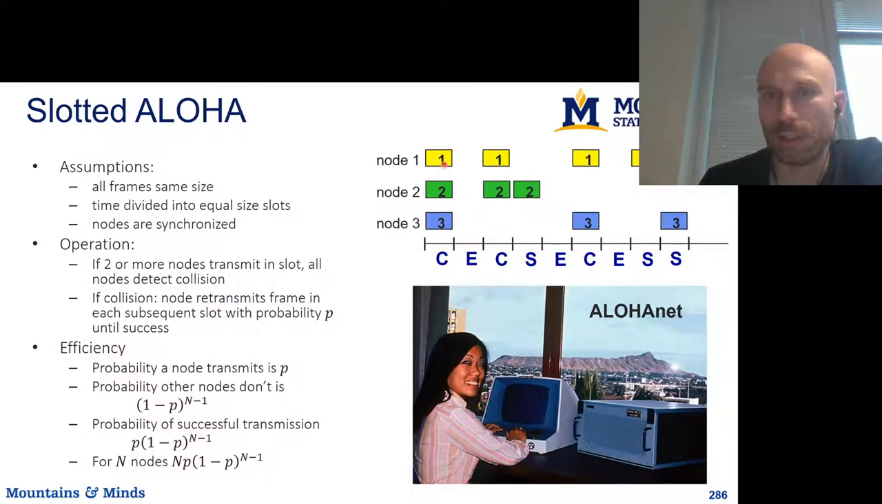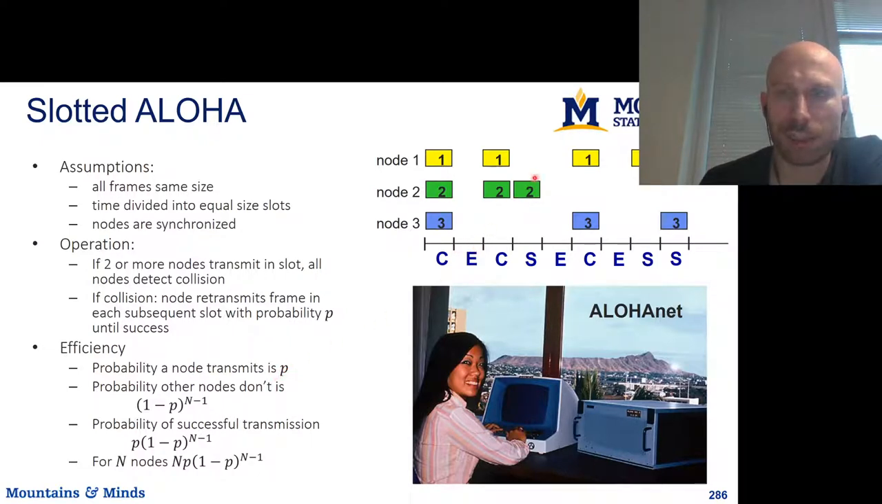Right? We would like, if there's three nodes, that each of them gets R over 3 bandwidth, but does that actually happen? So the nodes transmit in a slot if they have data to transmit, with a probability P. Okay? So they can choose to transmit or not transmit.